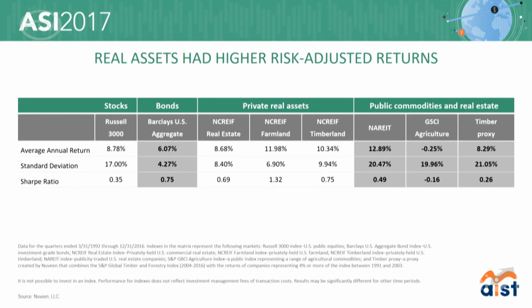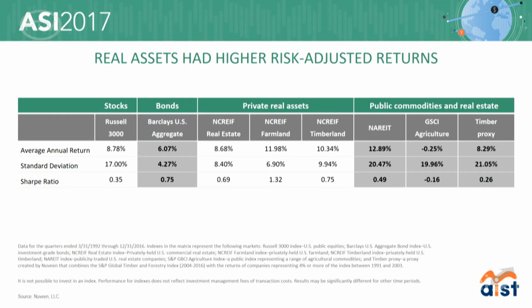What we see here is, in addition to the diversification benefits, we think there's attractive risk-return characteristics. And for risk-return, we've just used a pretty straightforward Sharpe ratio. So we've looked, in this case, at returns, standard deviation, and Sharpe ratios. And what we see here is attractive risk-adjusted returns for private real estate, for private farmland, and for private timberland. And you can see those in the middle. Farmland, as an example, 1.32.